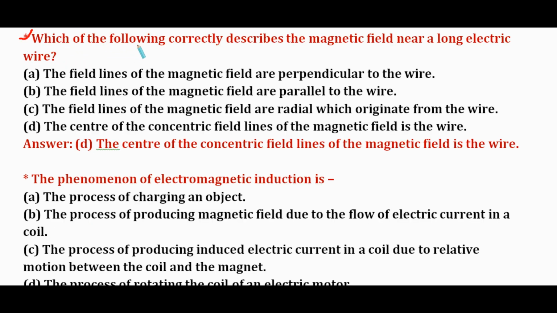Now the question: which of the following correctly describes the magnetic field near a long electric wire? The field lines of the magnetic field are perpendicular to the wire. The field lines are parallel to the wire. The field lines are radial, originating from the wire. The center of the concentric field lines of the magnetic field is the wire, and that is the correct answer.